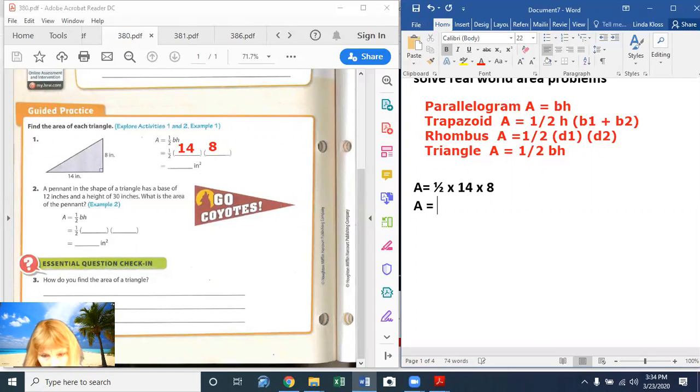So area equals 1/2 times, and go ahead and try, what's 14 times 8? Right, 112. Good job if you did that at home. All right, now I have area equals, now how do I solve this? Now we got to kind of go back to our fractions unit to figure that out. So I'm going to draw a 1/2.